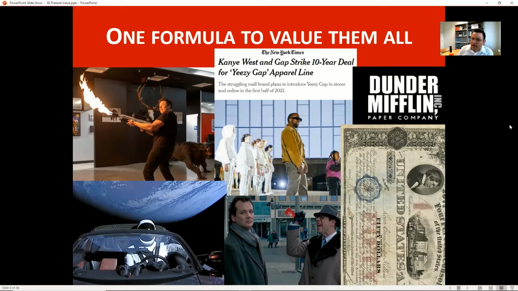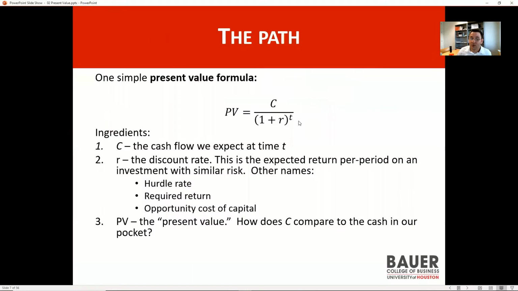Or you can think about the more mundane. So obviously, Elon Musk and Kanye, those are on one end of a spectrum, very exciting deals. On the other hand, you've got Dunder Mifflin. It's a fictional paper company. They chose a paper company because it's just so boring. You can't think of anything more boring than paper. But kind of the magic of it is you can compare the Yeezy clothing line to Dunder Mifflin using this formula. That's what's amazing about it.